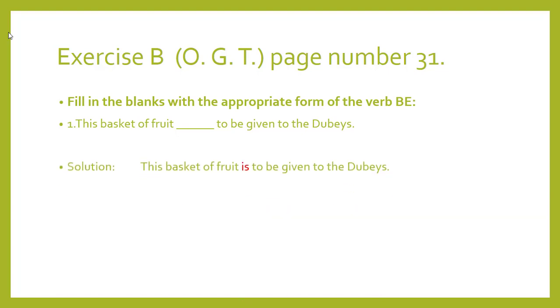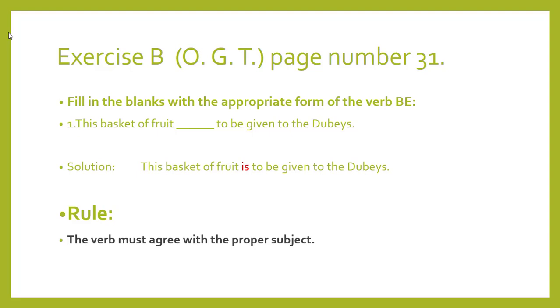Okay, its solution is, this basket of fruit is to be given to the dobies. What is the rule behind it? Can you derive the rule from this sentence, from this solution? Yes, the rule is the verb must agree with the proper subject. In this sentence, the proper subject is basket. So our verb must also be singular for the singular subject basket. This basket of fruit is to be given to the dobies.